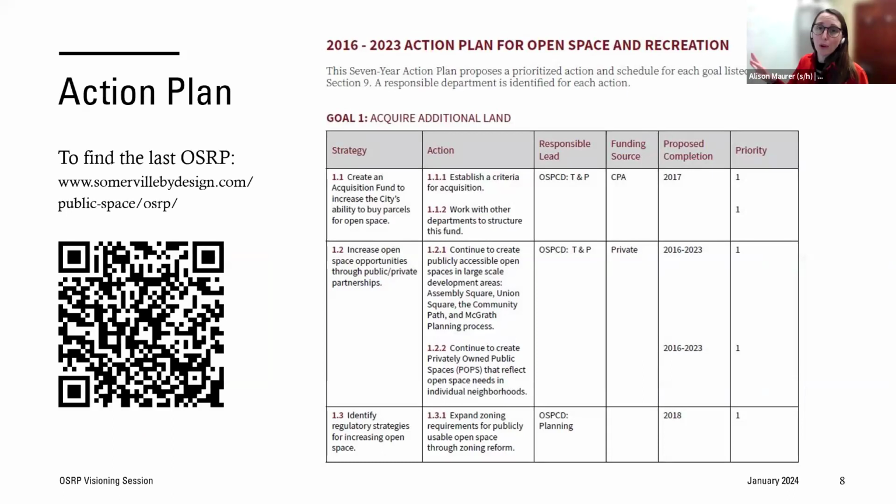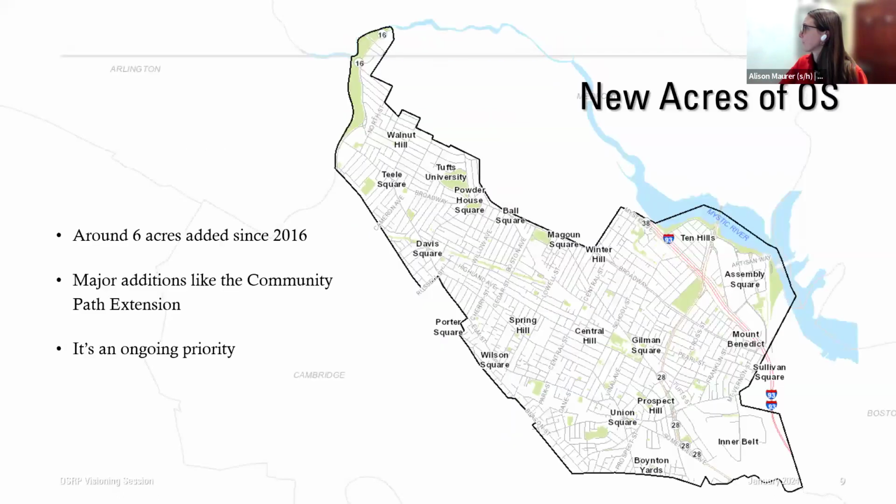But this is just an example of one of those goals and how it gets broken down into sub-tasks with a responsible lead person identified, possible funding source. So this is a way for us to try to get very action oriented. We're not quite at that action level yet. We're still at the overarching goals place, but this is where it will go eventually.